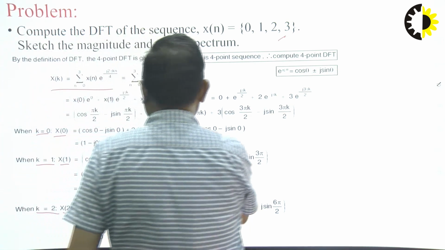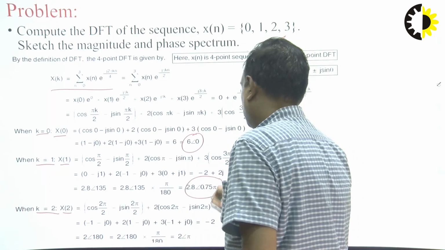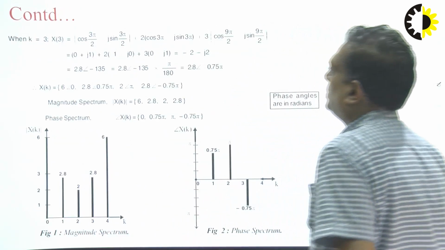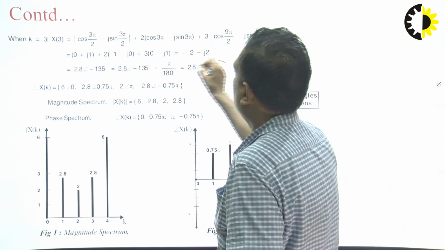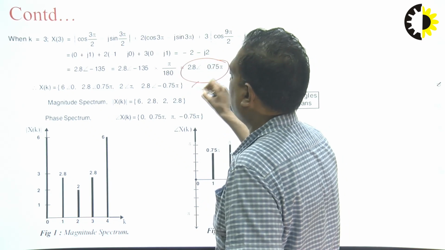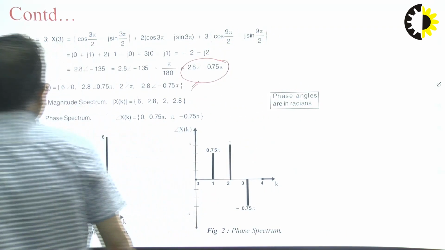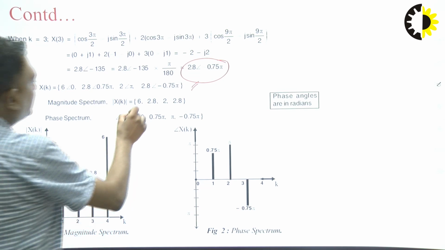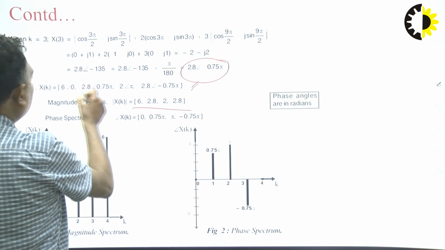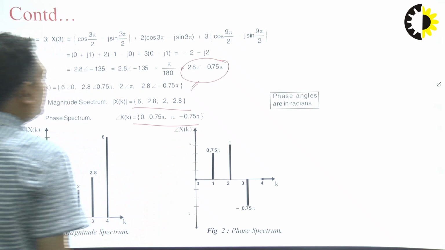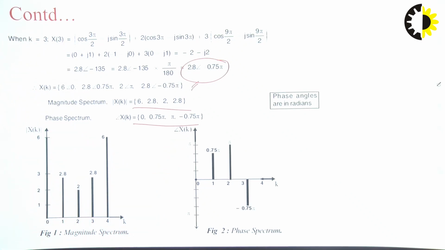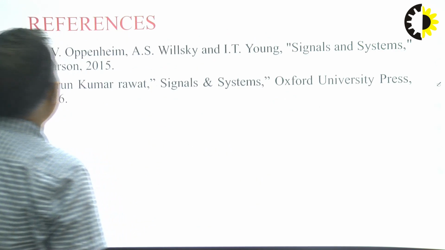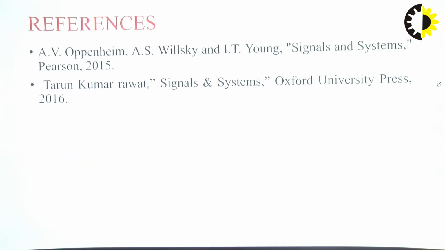So we get this value, and similarly for this. So this is X[k], and if you want to plot the magnitude spectrum, then we can simply take the modulus of it, and here we get the angle of it. So this is the magnitude of X[k] and this is the angle of X[k]. So these are the references.